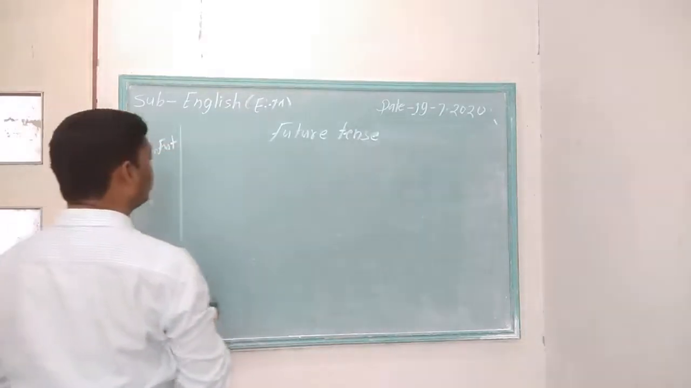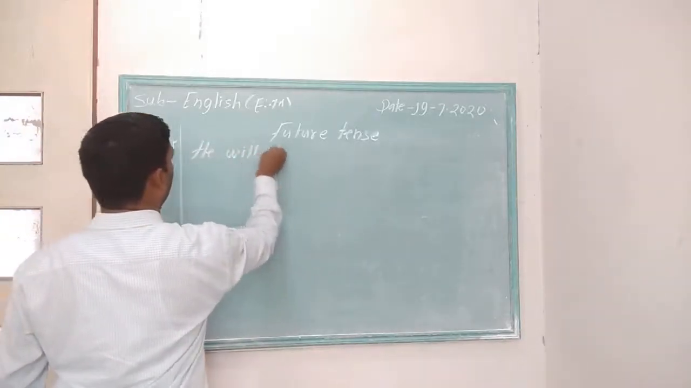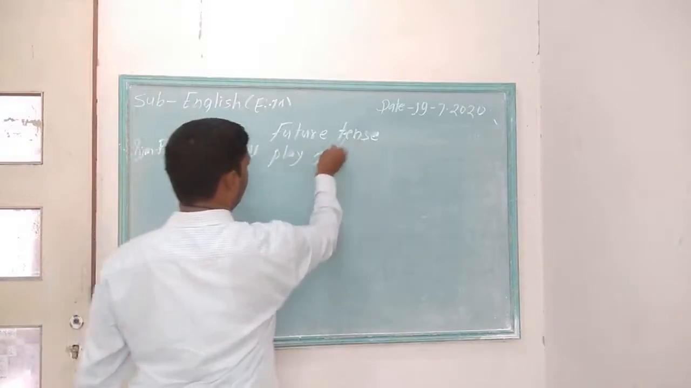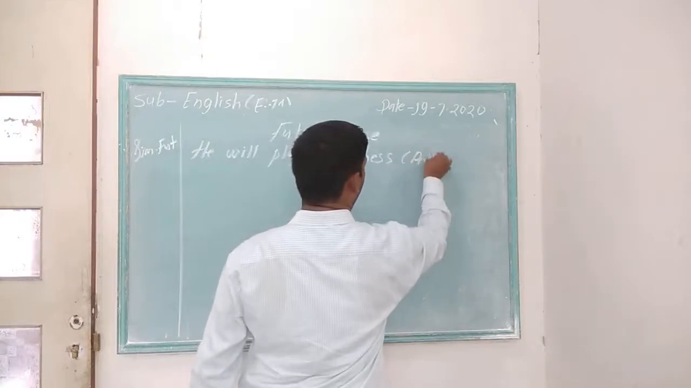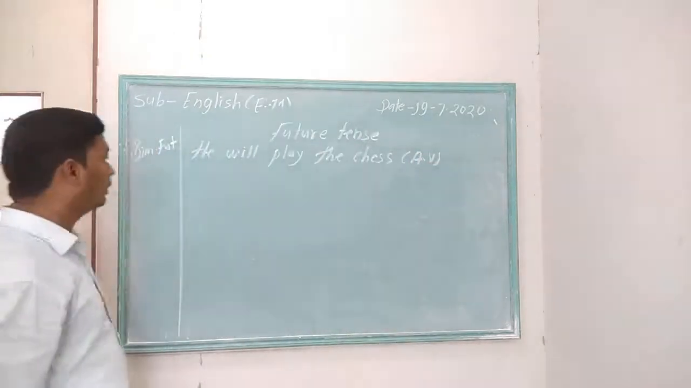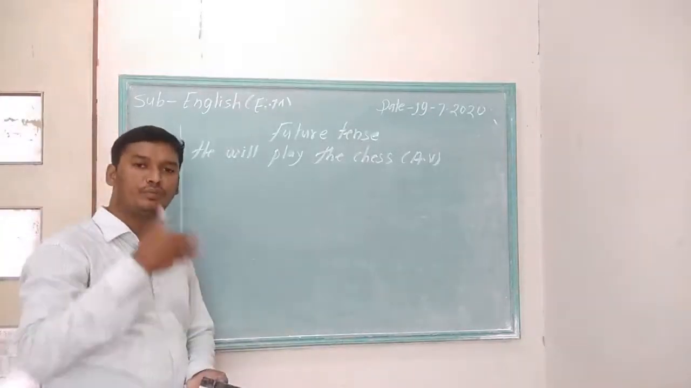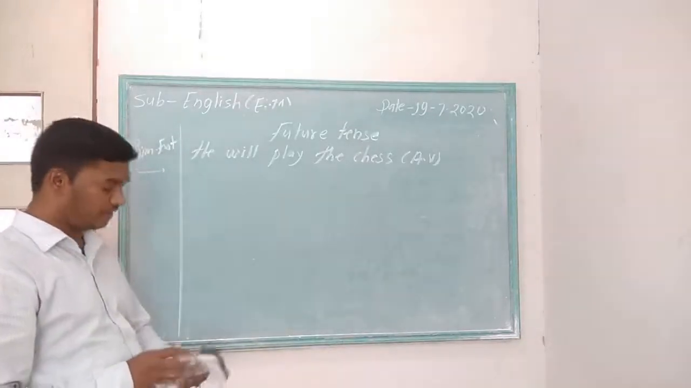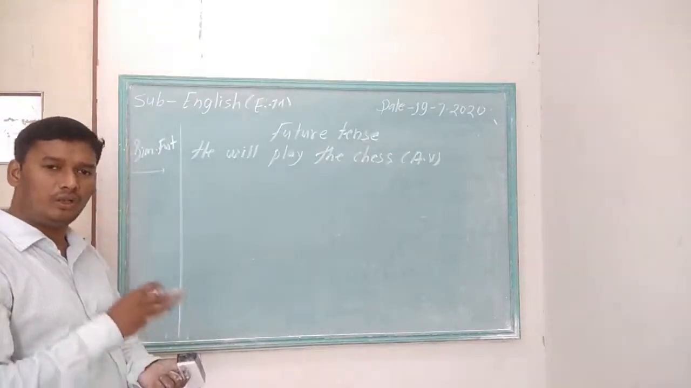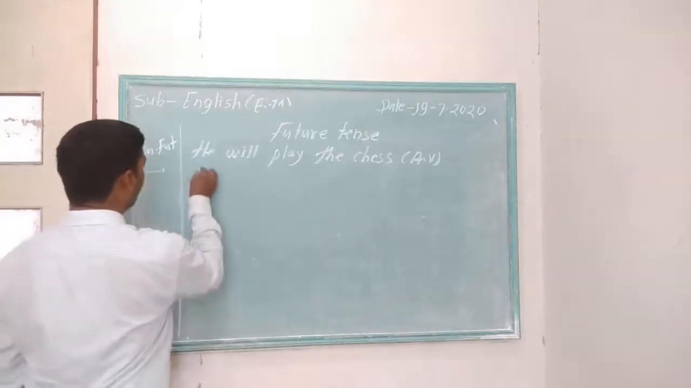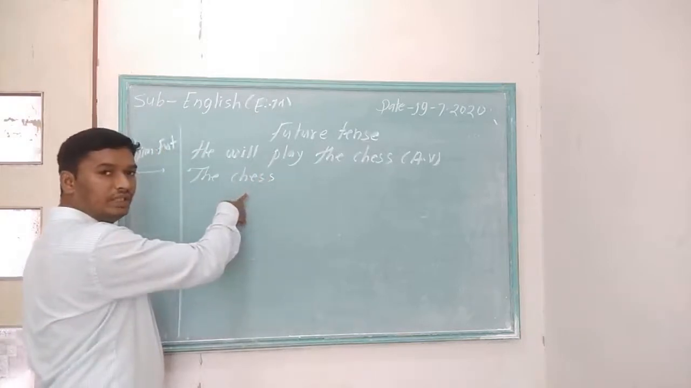Simple future. He will play the chess. It's active voice. Look how to convert it into passive voice. I converted "he played the chess" into simple future: he will play the chess. All rules are the same. First take the object.